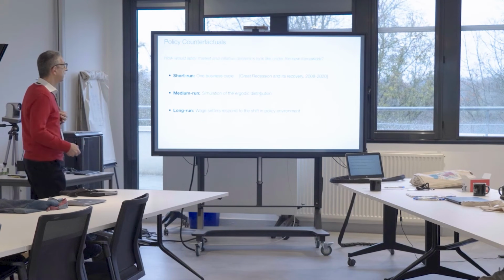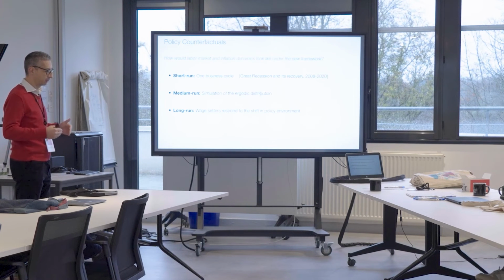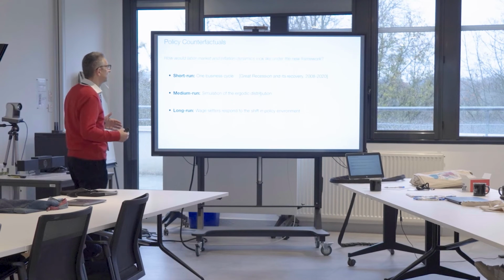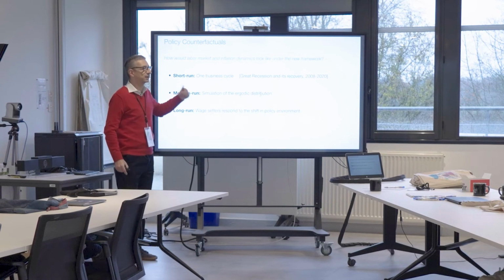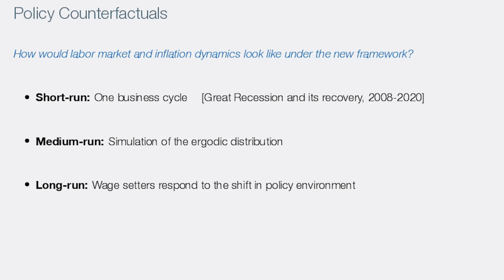All right. So I have 3 ways of assessing this new framework, this lower for longer rule. The first one is called short run, the second medium run, and the third long run. The short run is one business cycle, just one simulation. We're going to go back to the Great Recession and think, what would have happened in the recovery from the Great Recession if the Fed had followed a lower for longer rule instead of standard inflation targeting? The second, we call it a medium run, is a simulation of the ergodic distribution in the model under the shock process that we estimated with the inversion that I described earlier.